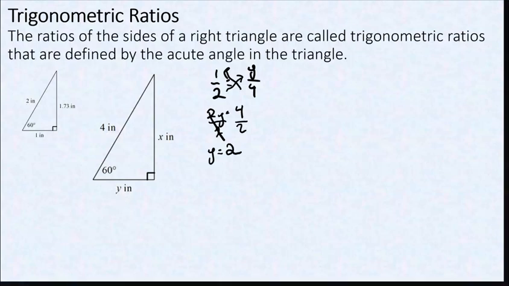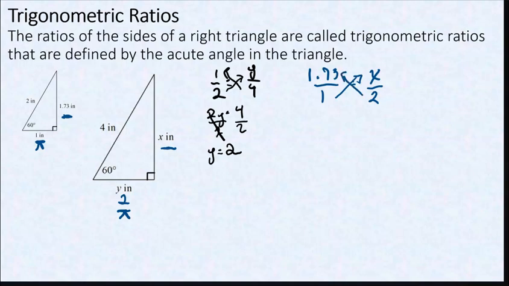Now that I know that y = 2, I could set up another ratio of 1.73/1 to, let me set this up a little clearer, x/2. Okay, then I cross multiply and I get x = 3.46.